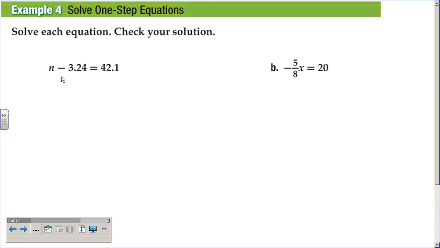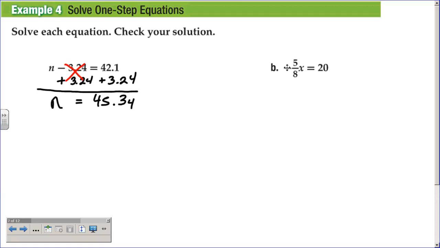With this problem right here, we need to isolate the variable on one side, so we're going to move off minus 3.24. Means we're going to add 3.24 to both sides. Okay, doing so, that's going to result in these going away. They're opposites. Over here, we're going to be adding, and let's see here, 4 plus nothing is 4, 2 plus 1 is 3, decimal point, 2 and 3 is 5, and so we get n, that's the only thing that's left over here, equals 45.34.